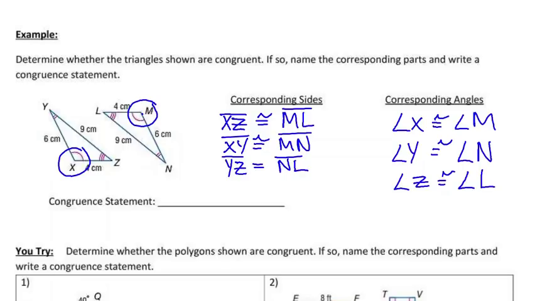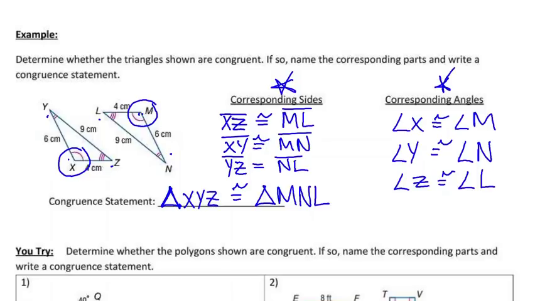So our congruent statement, I'm going to use the arcs to help me. I'm going to go in order. So triangle, because that's a triangle, XYZ, I went single arc, double arc, triple arc, is congruent to triangle MNL, single arc, double arc, triple arc. And if you don't like doing the corresponding sides and the corresponding angles by matching them up, just look at the congruent statement.